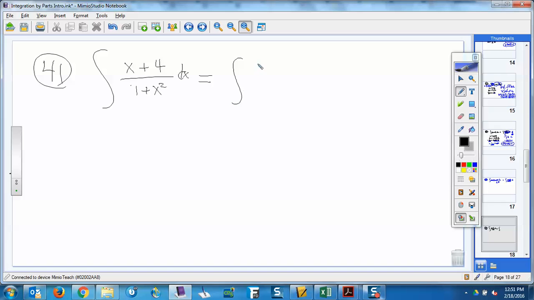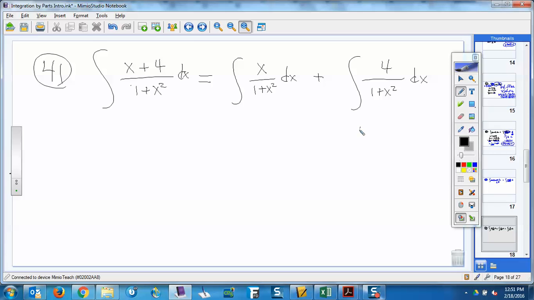So we can split this into x over 1 plus x squared plus 4 over 1 plus x squared. We just can't split the denominator. You can never split the denominator. But think about that. You can add those back together because they have a common denominator. Well, now we've got the two situations we were just talking about.